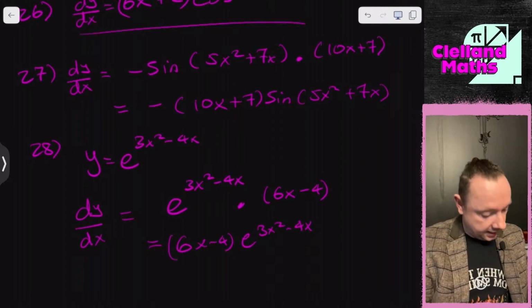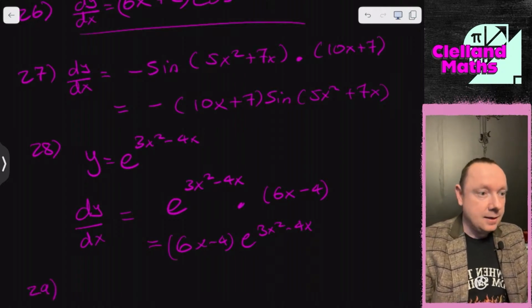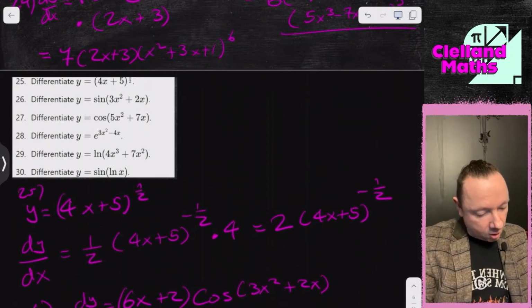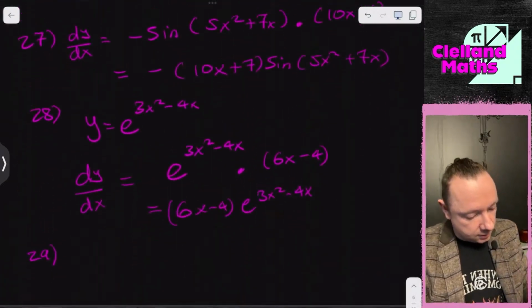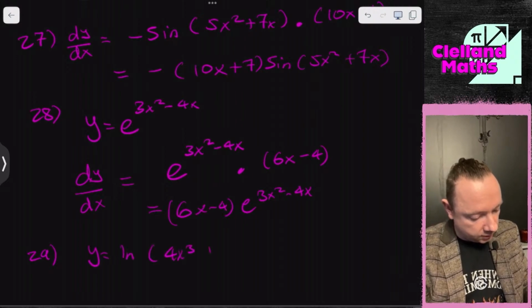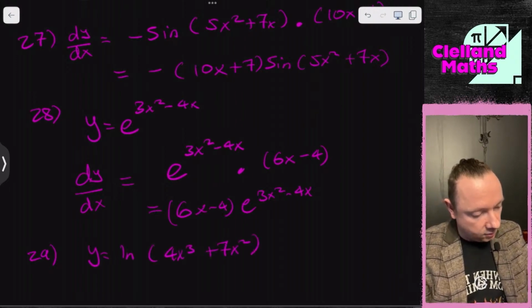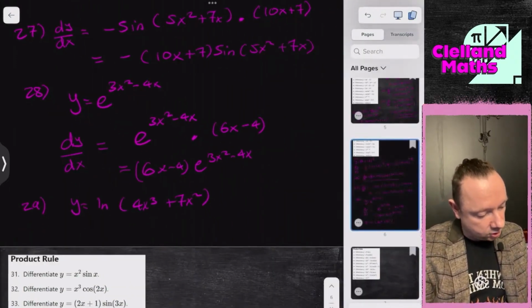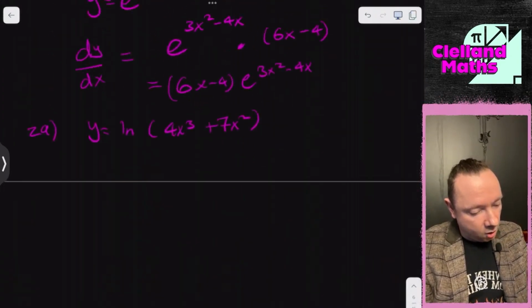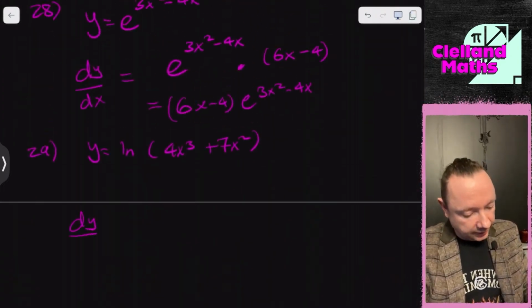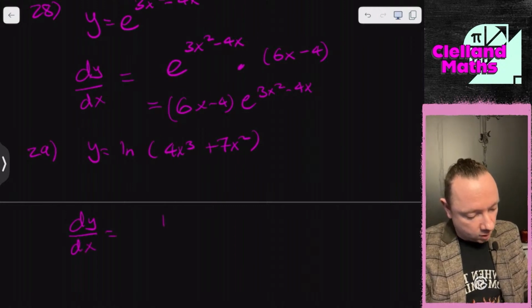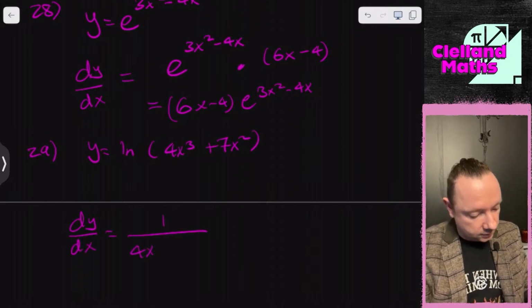We're going to go to 29. So 29 says log 4x cubed plus 7x squared. So we've got y equals log 4x cubed plus 7x squared. Now, I'll need to add a page, of course, but you should know that a log differentiates to 1 over the function. So the dy by dx to start with is 1 over 4x cubed plus 7x squared.